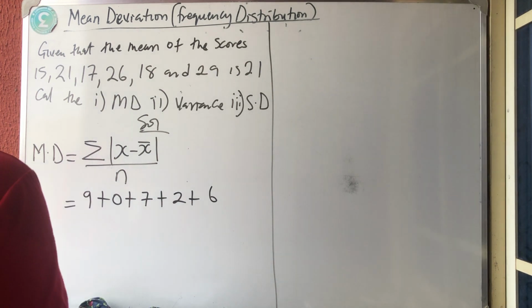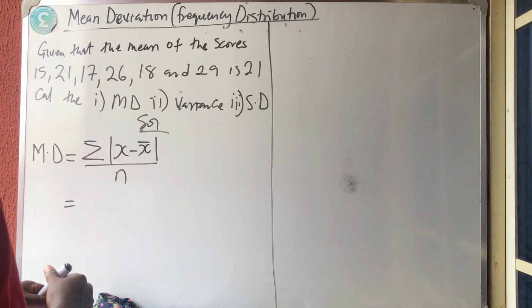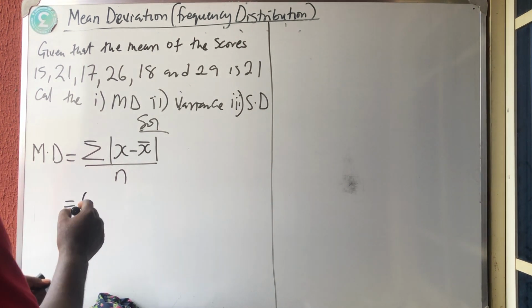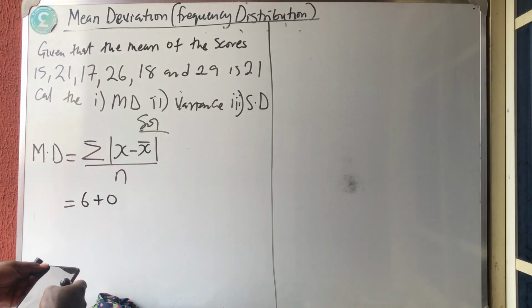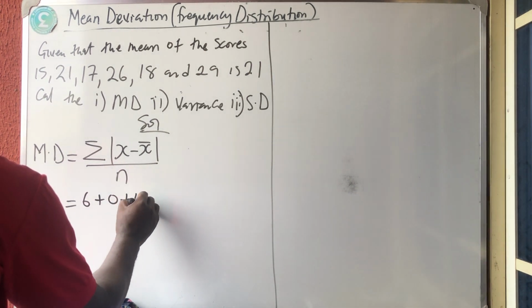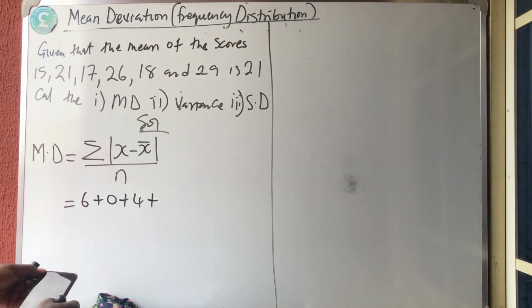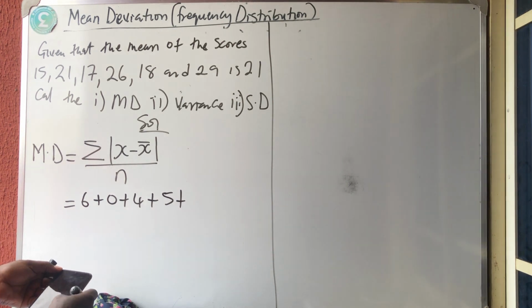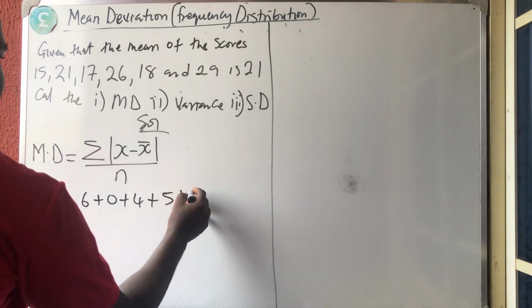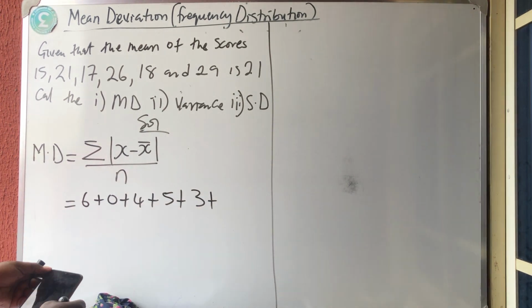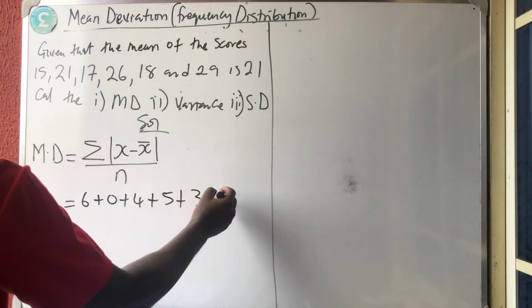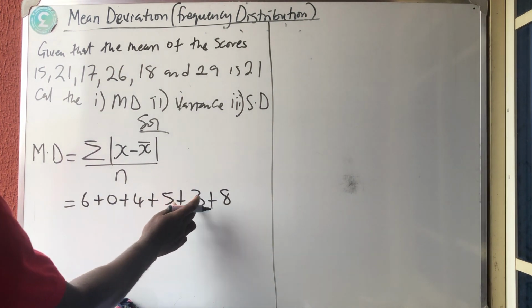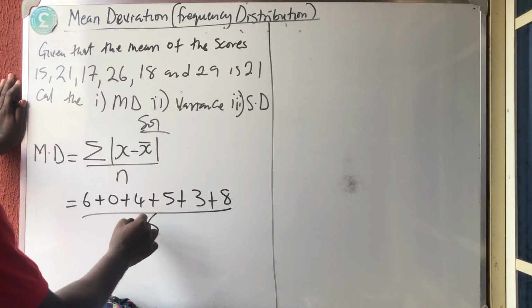Okay, sorry, what am I saying? 15 minus 21, I'm having minus 6, but I'm taking 6. 21 minus 21, 0. 17 minus 21, I'm having 4. 26 minus 21, I'm having 5. 18 minus 21, I'm having minus 3, but I'm taking 3. Plus finally 29, which is what? I'm having 8. Count: 1, 2, 3, 4, 5, 6. So divided by how many are they? They are 6 in number.